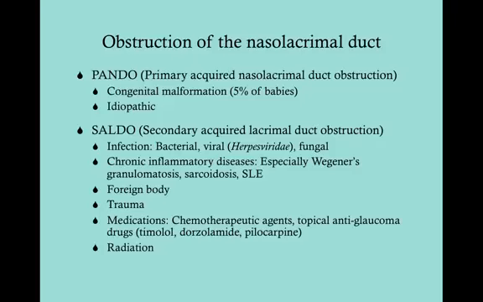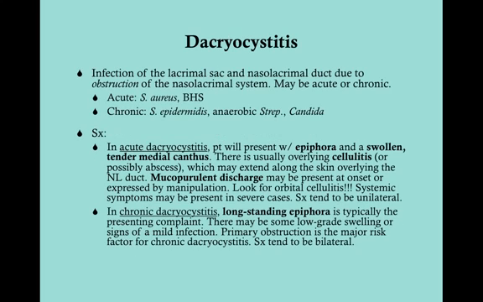The chemotherapeutic agents that cause nasolacrimal duct obstruction usually aren't used as much anymore, but the topical anti-glaucoma drugs that are used very commonly can lead to nasolacrimal duct obstruction. So here we're talking about the beta blocker timolol, dorzolamide, and pilocarpine, which is a parasympathomimetic. And then radiation can also cause obstruction just due to tissue damage.